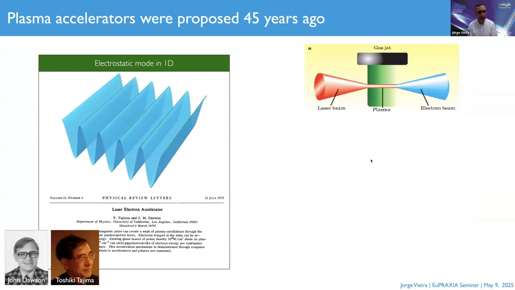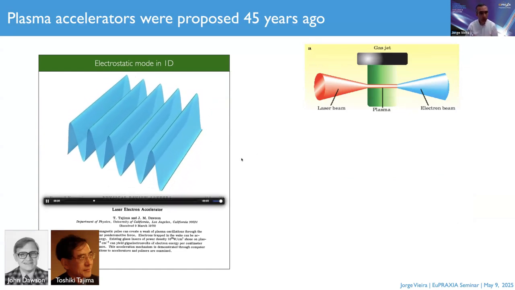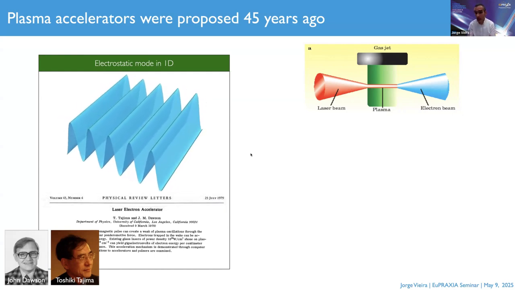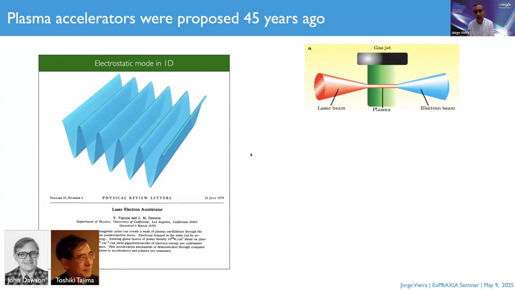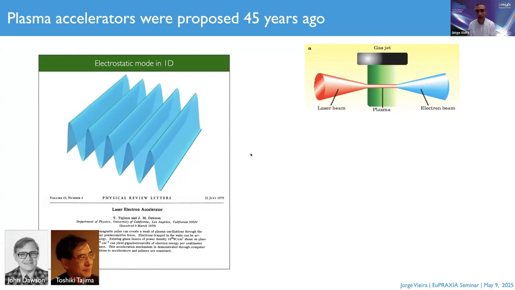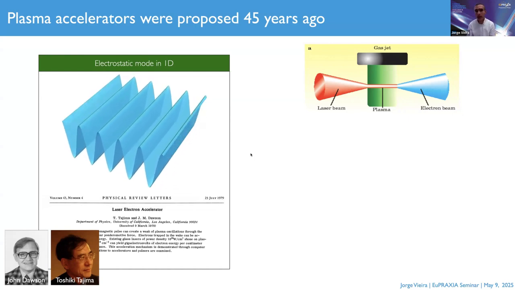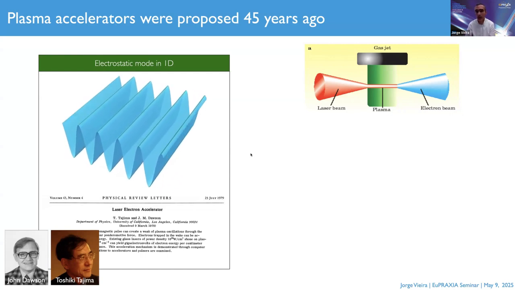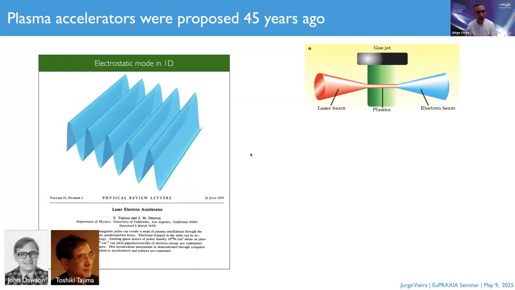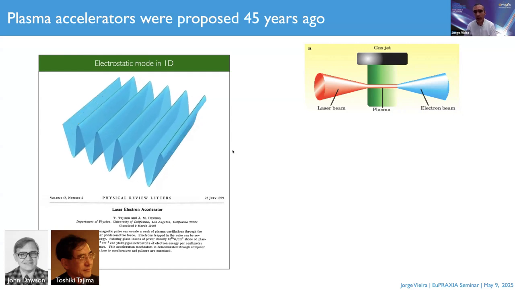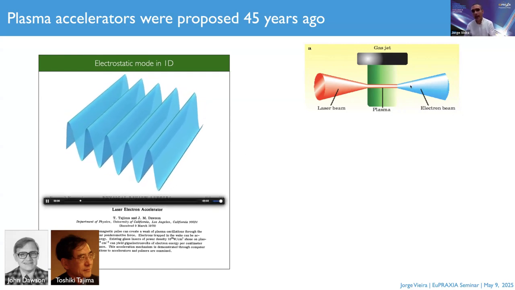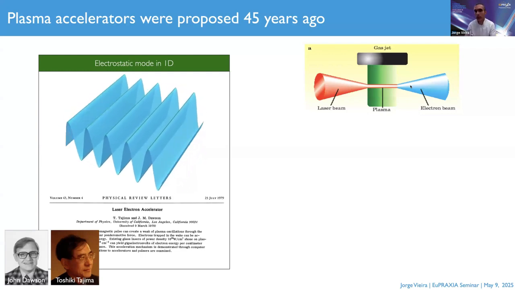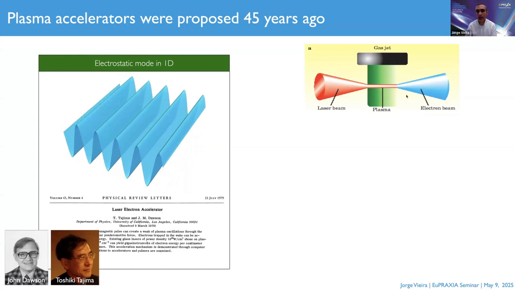So the concept, as it was first proposed in the paper by Toshiki Tajima and John Dawson, was extremely simple. It relied on an intense laser pulse that would propagate into plasma, into a gas jet. So the laser pulse was very intense, so it would ionize the gas, turn it into a plasma, excite these electrostatic waves inside the plasma, and then at the end of the plasma, there would be a relativistic electron beam being accelerated.